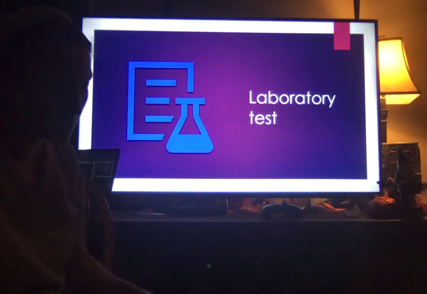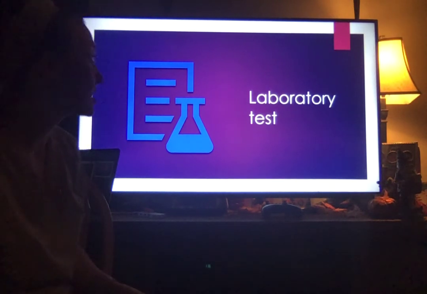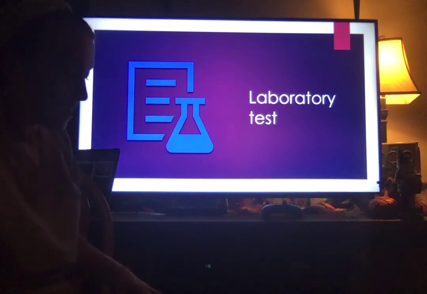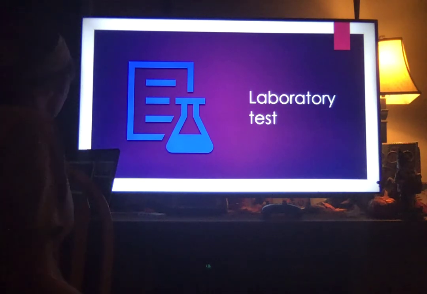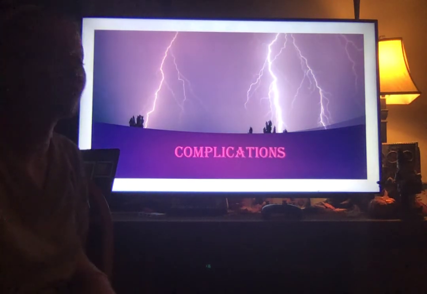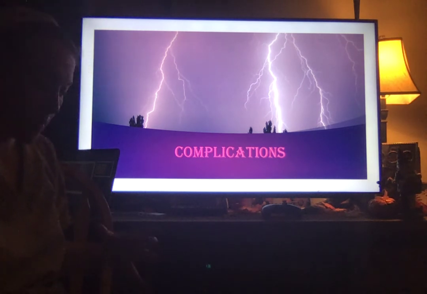Laboratory tests for this one, you're going to want to check their T3, their T4, their TSH, and then if it's an autoimmune disorder, again, you're going to check that thyroid peroxidase. And then complications, the most serious complication of hyperthyroidism is going to be your thyroid storm. And your thyroid storm is excessively high levels of thyroid hormone with a high mortality rate.